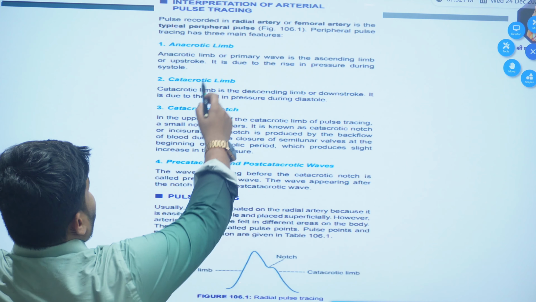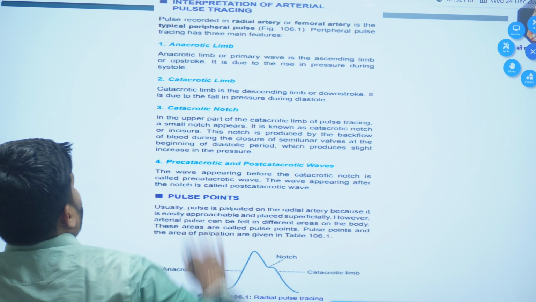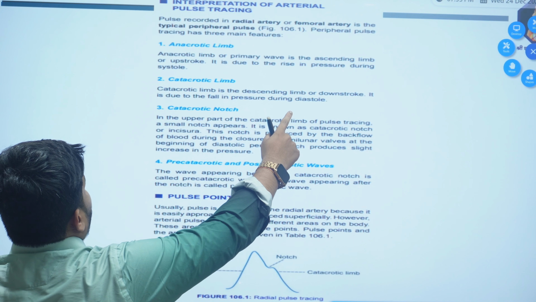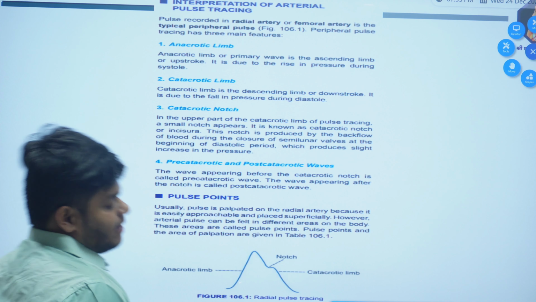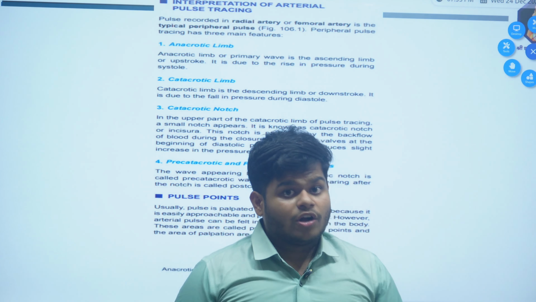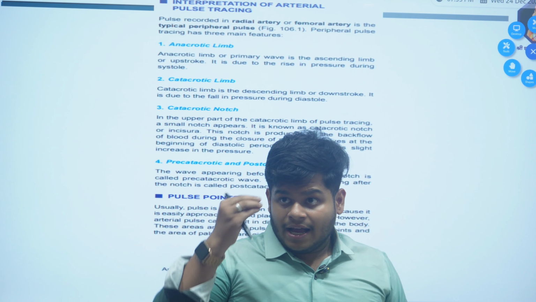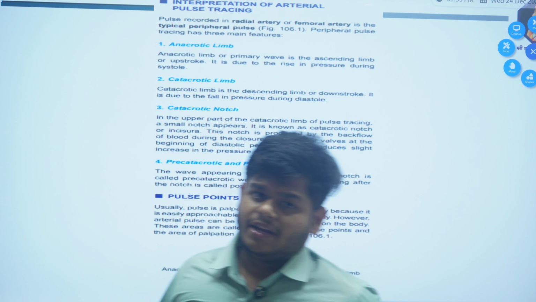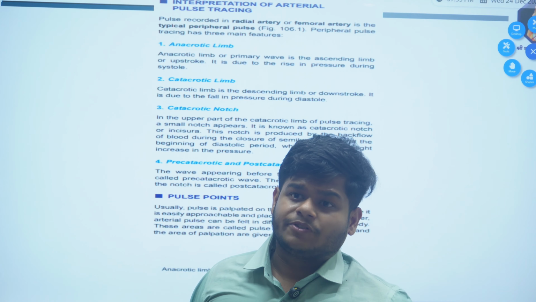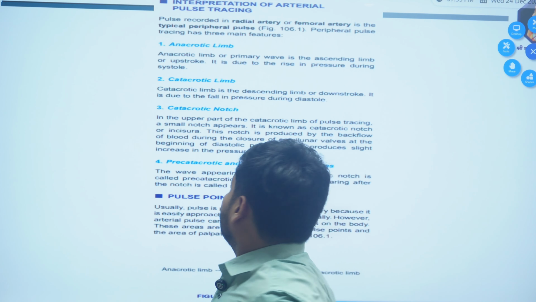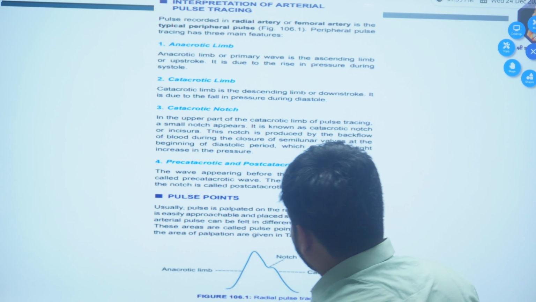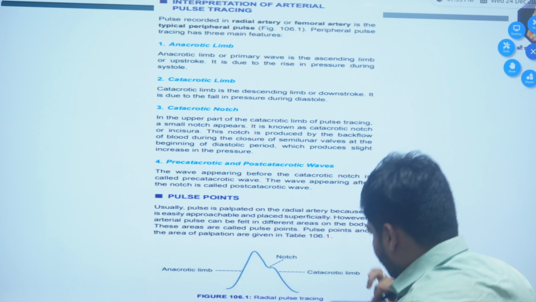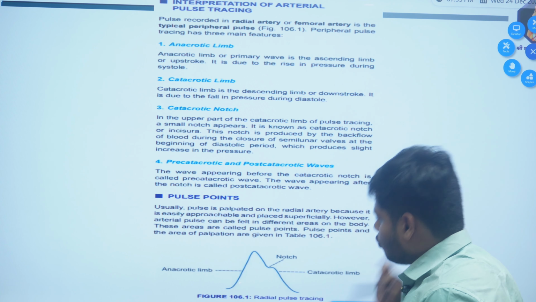Now, interpretation of arterial pulse tracing. The pulse recorded in the radial artery or femoral artery is a typical peripheral pulse. Now radial artery or peripheral artery means peripheral artery such as that of the femur. The thigh also has the femoral artery, and these arteries are types of peripheral artery. So it has three main parts: the anacrotic limb, the catacrotic limb, and this catacrotic limb has a notch.